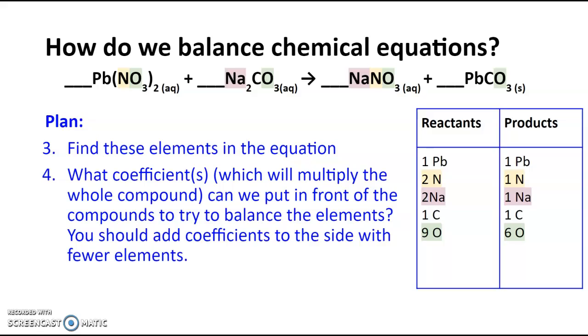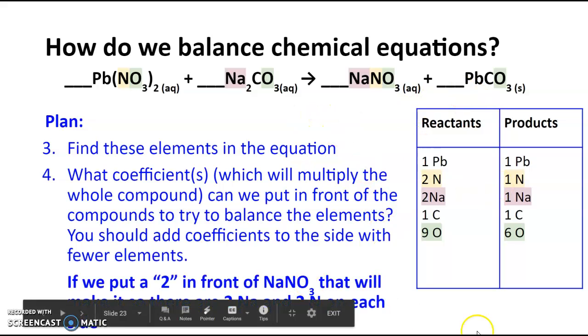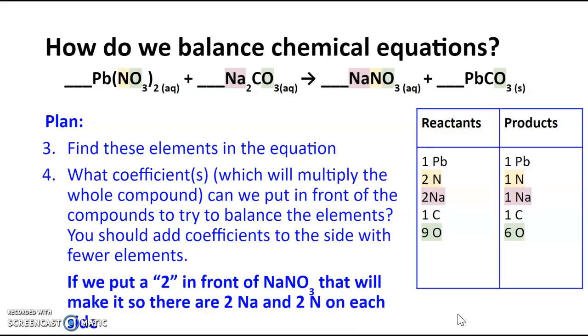so I think what I want to do is I want to put a 2 in front of my sodium nitrate on the right-hand side, because then I would have 2 sodiums, 2 nitrogens, and 6 oxygens on that right-hand side. Okay, so if we put a 2, go away, little bar. We put 2 in front of sodium nitrate, that will make it so that there are 2 nitrogens, 2 sodiums on each side. And I'm really mostly concerned with those 2 right now.